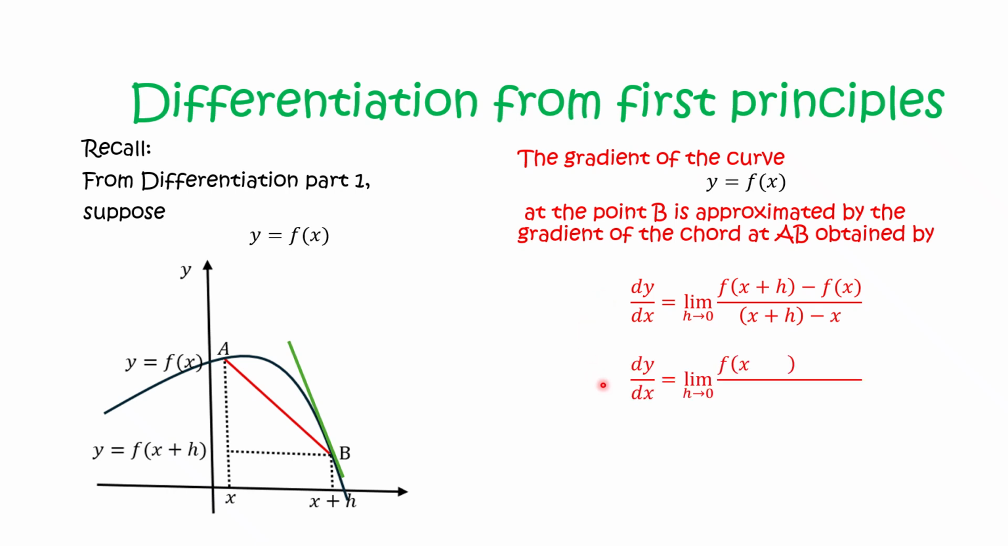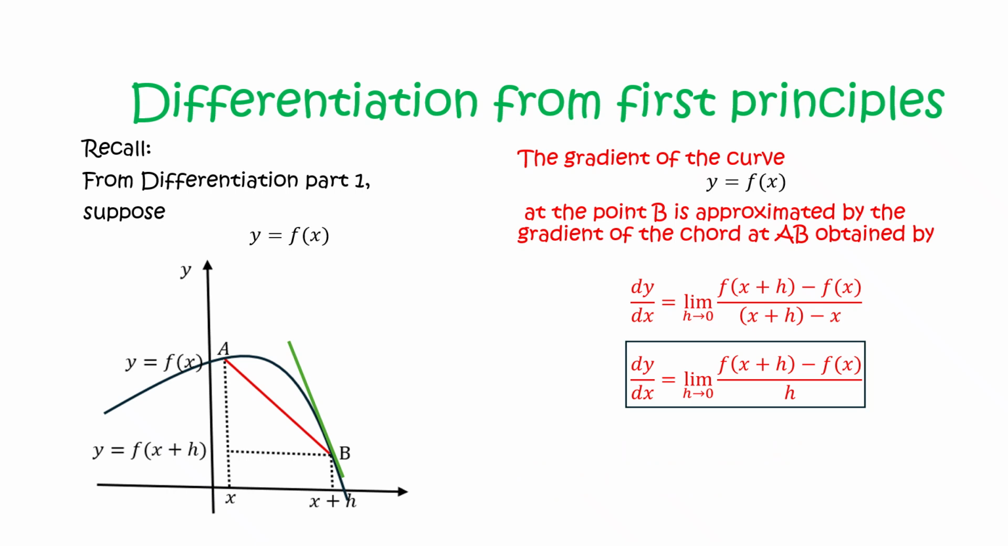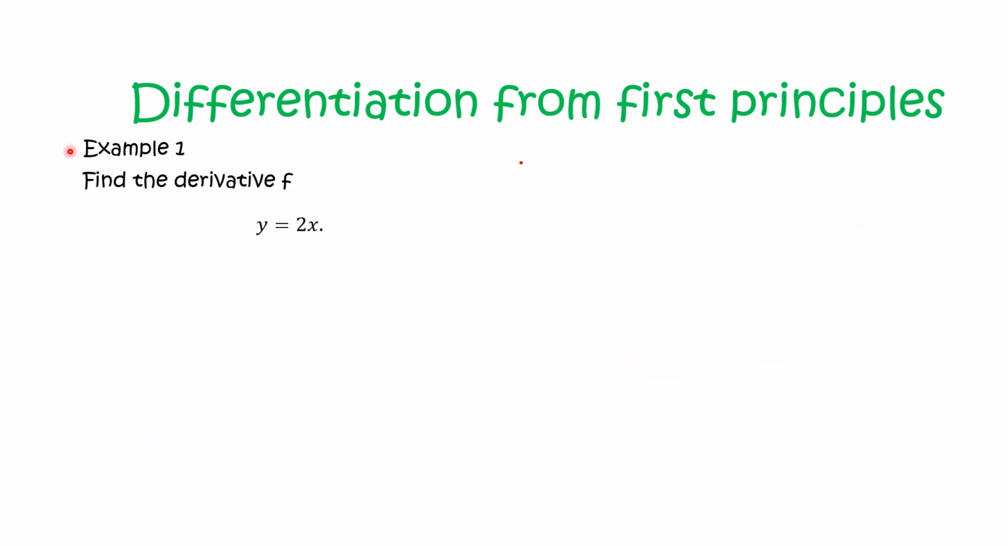Simplifying this further, we are going to have the denominator being equal to h, as the x and the minus x cancel out, where h is a small change and lim h arrow 0 is the same as saying the limit as h approaches 0. Now, that dy dx is what we would refer to as differentiation from first principles. Now, let's look at an example.